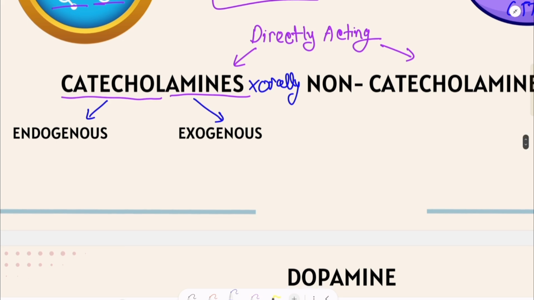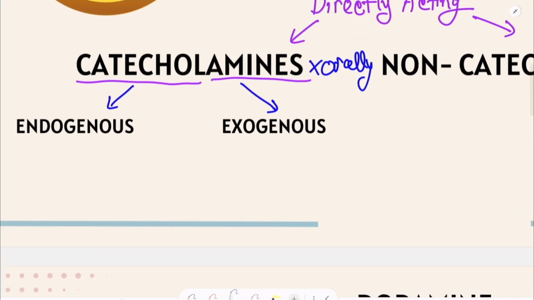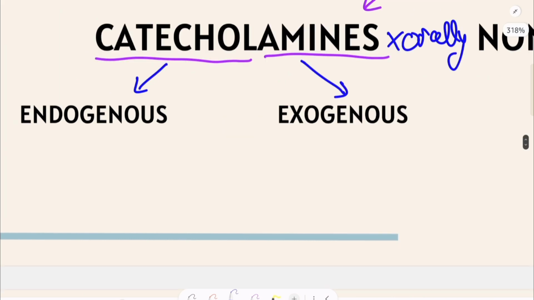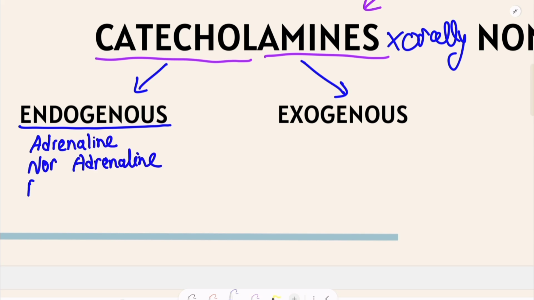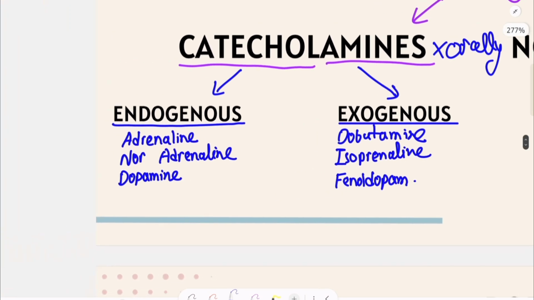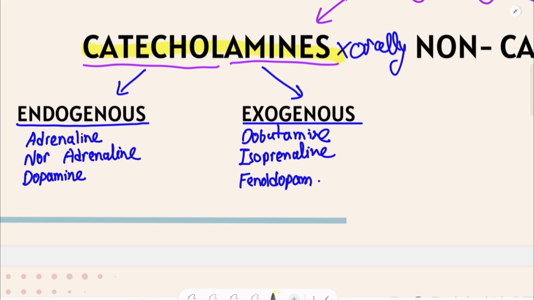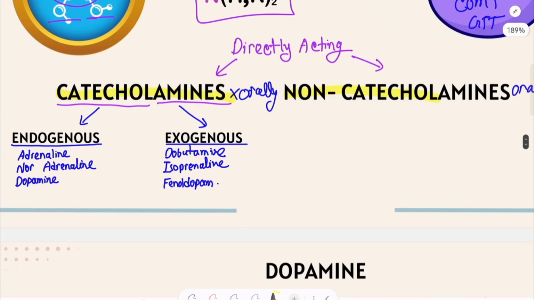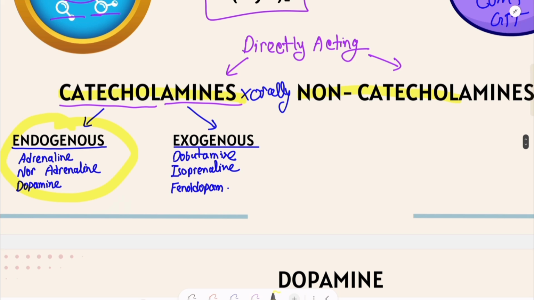Endogenous catecholamines are normally present in the body, whereas the exogenous catecholamines are given from outside. The endogenous catecholamine includes adrenaline, noradrenaline, and dopamine. And the exogenous catecholamine includes dobutamine, isoprenaline, and phenoldopam. So, first we will cover the catecholamine, then we will cover non-catecholamine. Among these drugs, we will start first with dopamine.